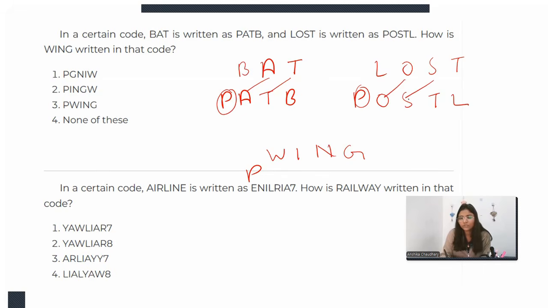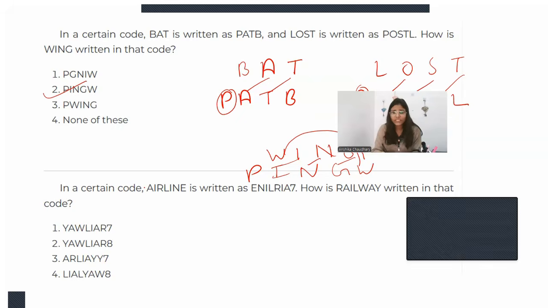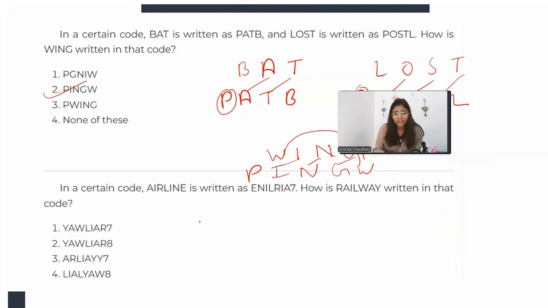This is nothing but the cross rule from the second letter, right? So here W is the first letter, I is the second letter. So we will shift I, then we will shift N, right? Then G will also shift, giving PINGW. Then W will be the last. So PINGW, option number 2 will be the correct answer. I hope it is clear to you. Let's move on to the next question.